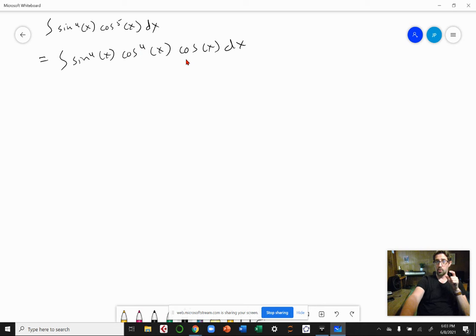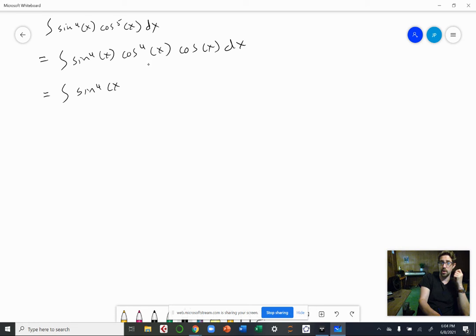Okay, so now we have something to use as our du. The ultimate goal here is to say u is sine, du is cosine. Now we still can't do that because we have this other stuff in here, right? We have this cosine to the fourth. But you know that you can always take powers of cosine and write them in terms of sine. And there's one more step we have to take before we even do that, though.